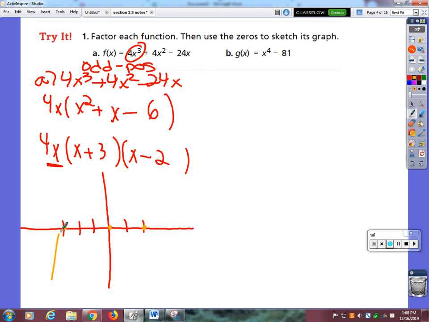Let's do an even positive, shall we? Because if you look at the very next problem, what is it? It's even positive. So let's see what an even positive looks like.